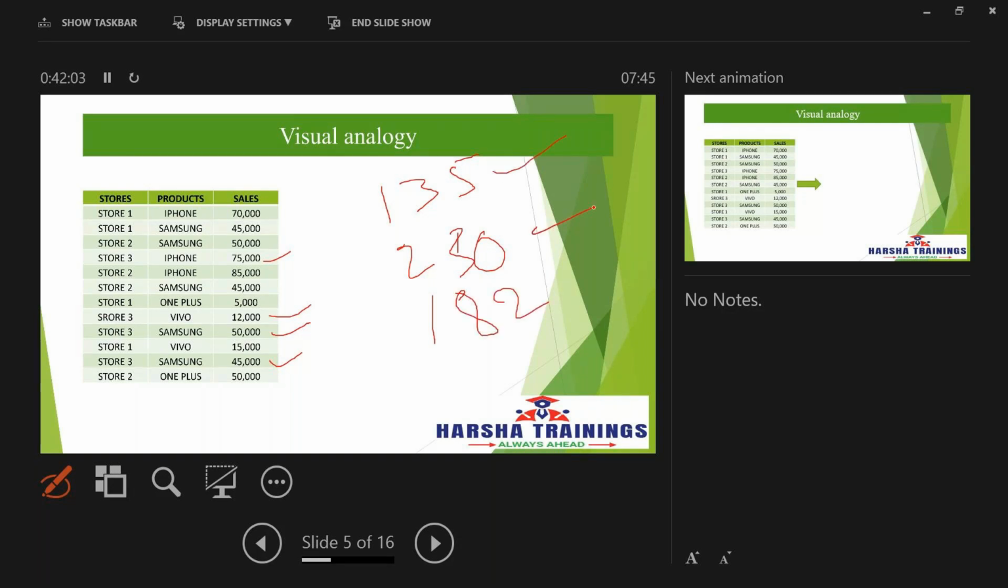These three values are the total sales from these stores: store one, store two, and store three. Now let me know which store is giving maximum total sales. Store 2, right? So to analyze this data, we have only 12 records, and see how much time we have taken, how difficult it is, even with only 12 records.